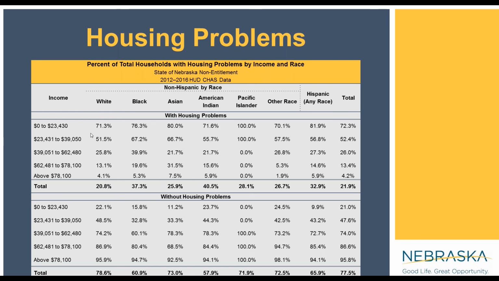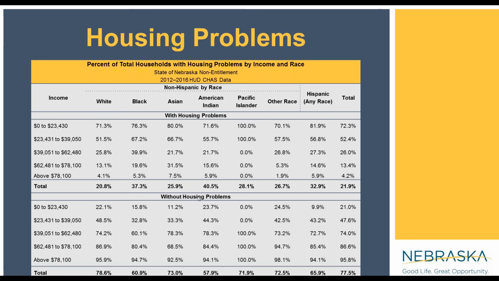This data set tabulates not only by housing problems, but by income levels and also by a variety of household characteristics. In this case, this is table 1. This is non-Hispanic by race by housing problems. So we're able to see here throughout the non-entitlement areas of the state of Nebraska, 21.9% of households are experiencing a housing problem. That's actually pretty low compared to the nation and other areas that I've seen.